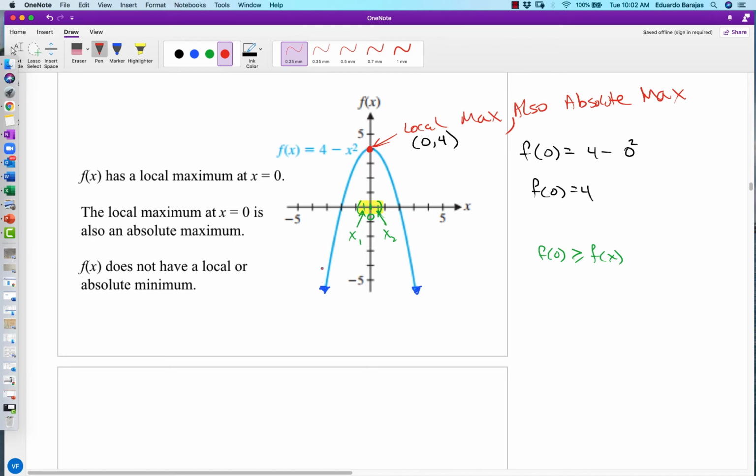Notice that in this graph, however, there are no local minimums and there are no absolute minimums. This graph just keeps going down forever and ever, and we do not have any local minimum.